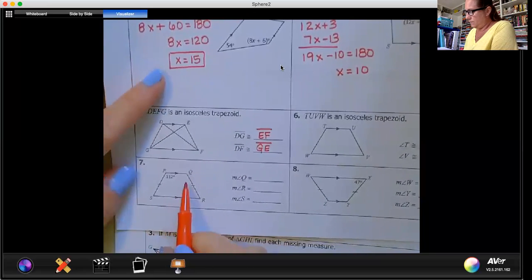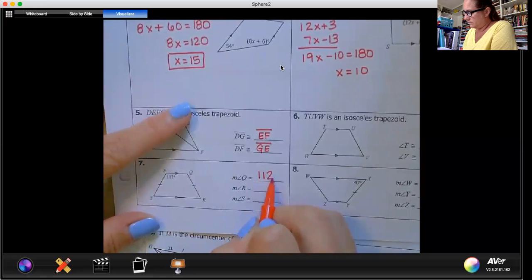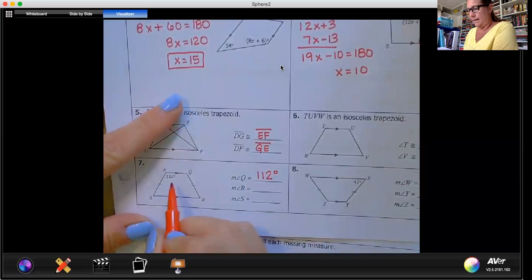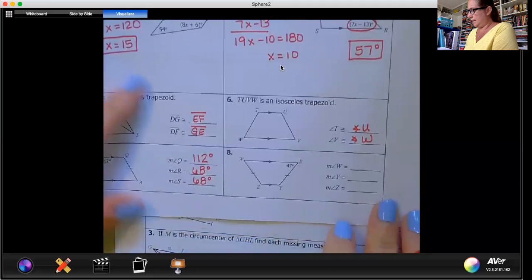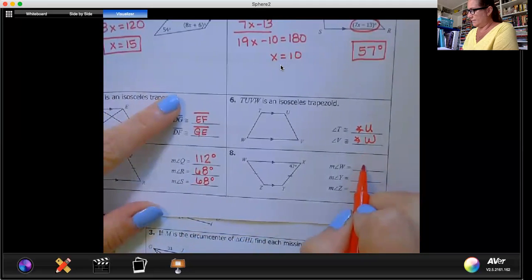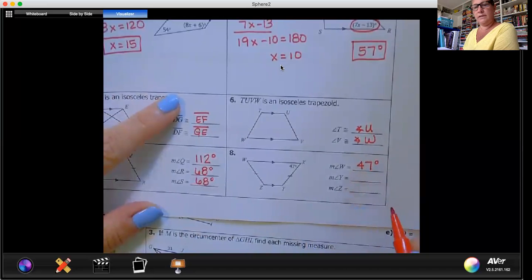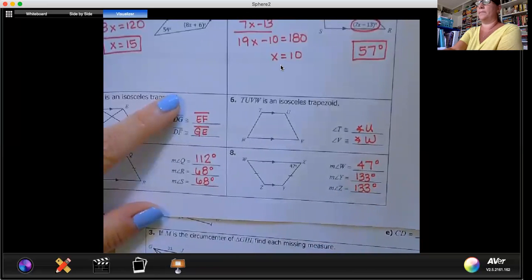So angle Q and angle P are congruent. And then 180 minus 112 would be our two base angles, which is 68 degrees. And angle W and angle X are congruent. So 180 minus 47 is going to give us Y and Z, which are 133 degrees.